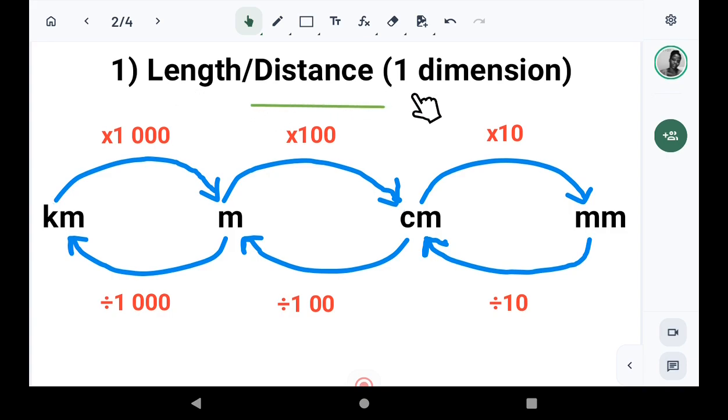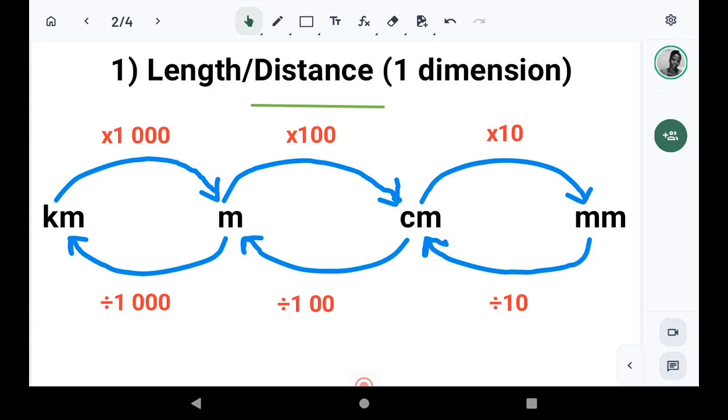This is what we call a one-dimensional measurement because you're dealing with only one measurement, and that is the length of a subject or an object from one point to the other. It could be a distance on a road that is traveled. It could be the height of a building. It could be the depth of a swimming pool or the height of a person. Whatever it is, it is one-dimensional because you're only measuring one thing.